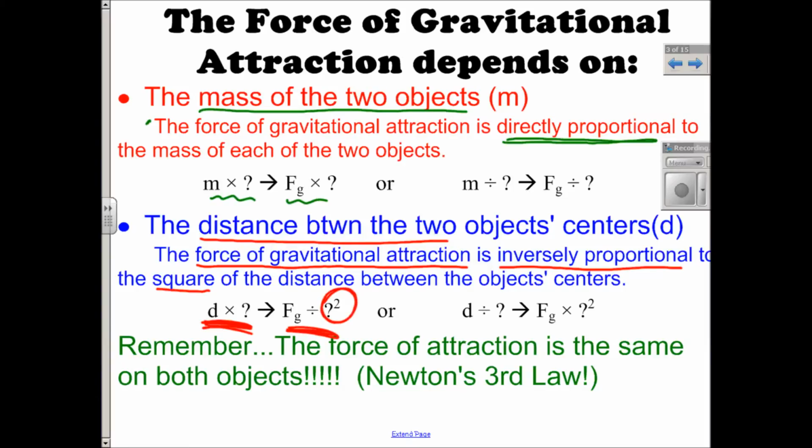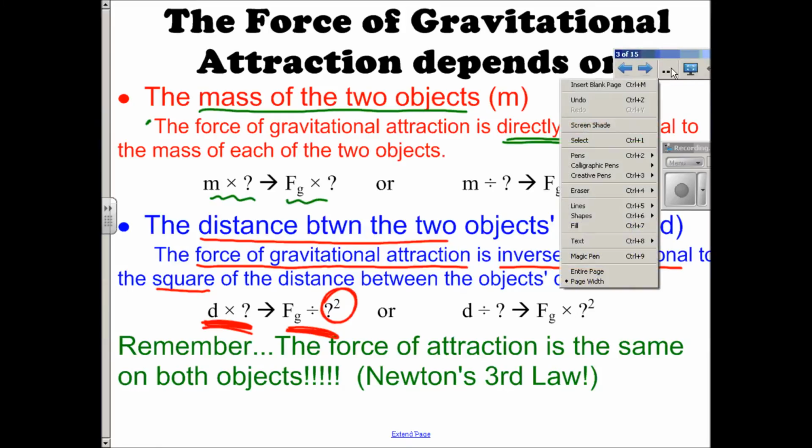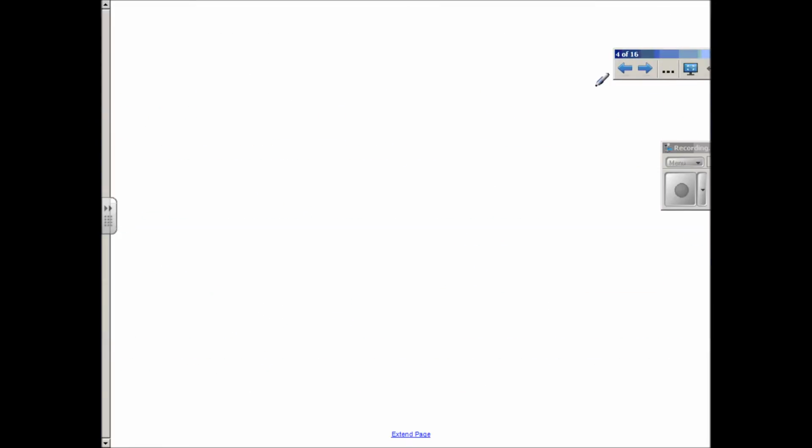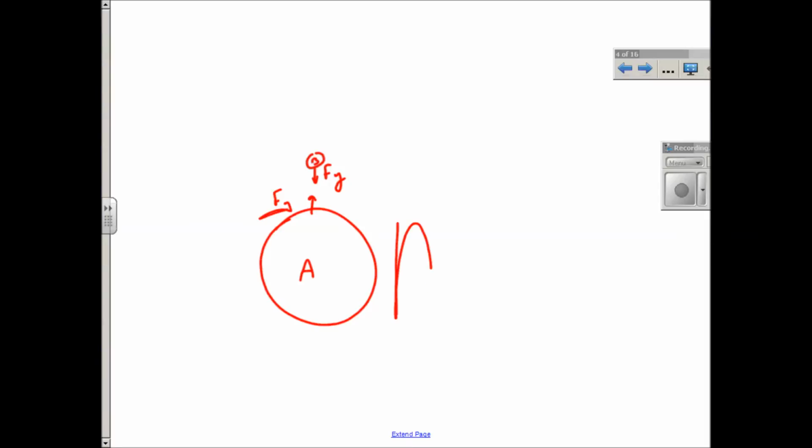Please remember that the force of attraction is the same on both objects. If you've got object A, which is maybe the Earth, and object B, which is maybe a ball, the Earth pulls the ball down with just as much gravitational force as the ball pulls the Earth up. The only reason we don't notice the Earth moving is because it has such a tremendous amount of mass.